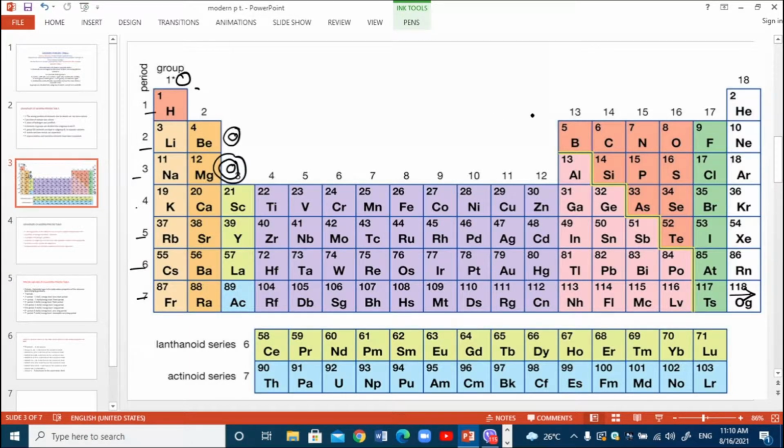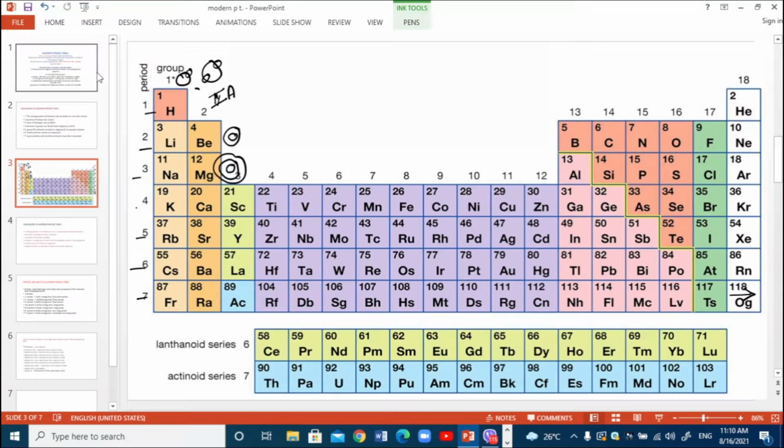Now you see elements in group 1. Elements in group 1 have only 1 electron in their valence cell. All these elements have similar properties. Similarly, elements in group 2, this is group 2A, have 2 electrons in their valence cell. Supposing this is the valence cell, there are 2 electrons in their last cell. Valence cell means last cell.